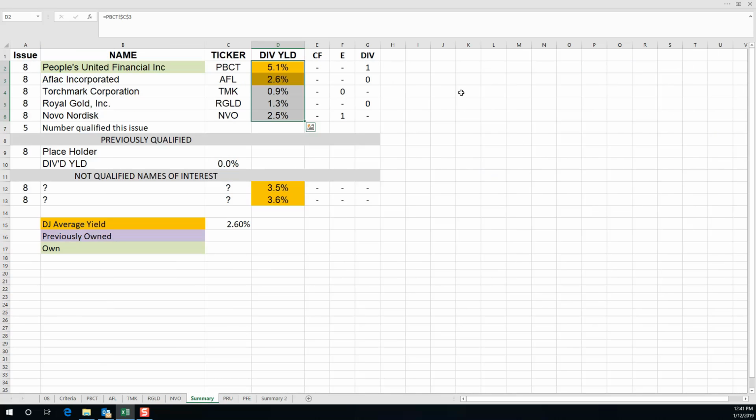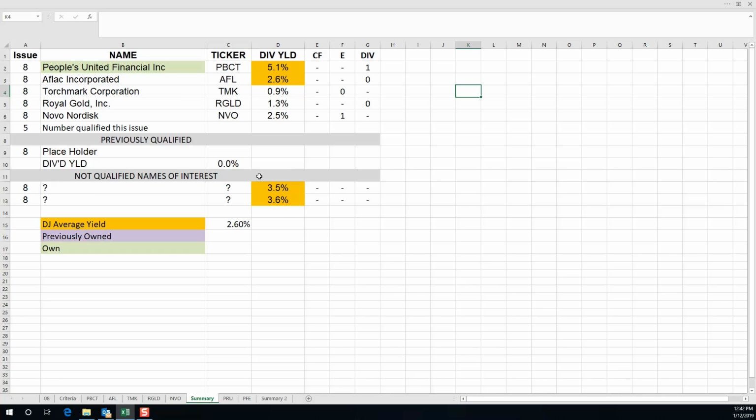All right, so here's how they stack up in the summary. You see People's United Financial at 5.1 with a Div 1. You've got Aflac at 2.6 as a Div 0. So there's some good contenders if you're looking to diversify your market. TMK, and here's Royal Gold if you're looking to get into precious metals, and then in the drug industry, Novo Nordisk.